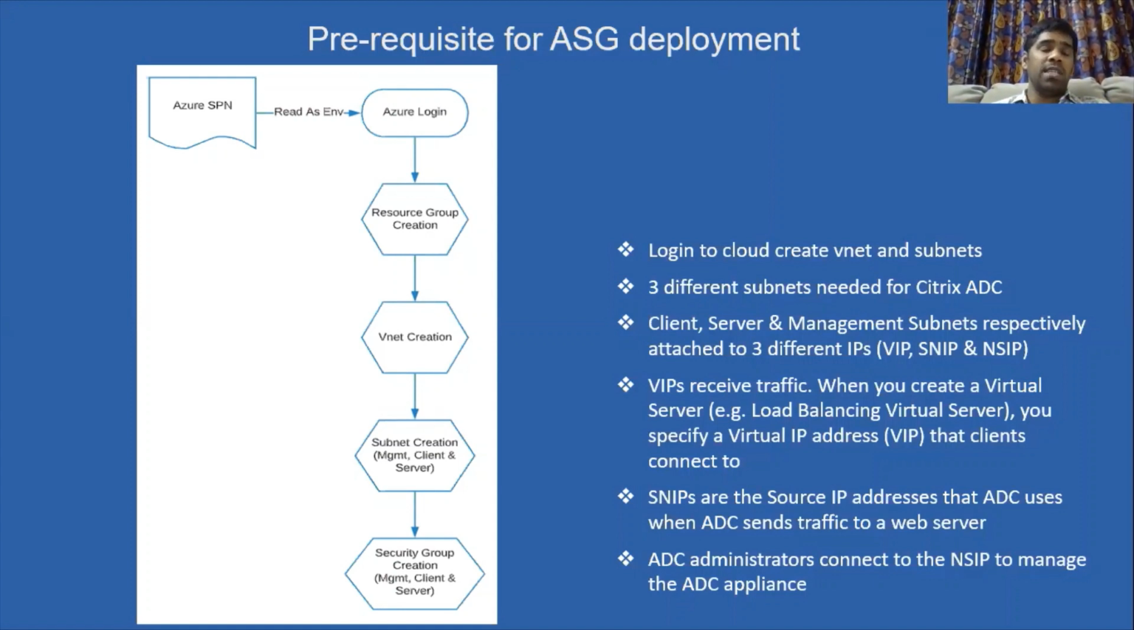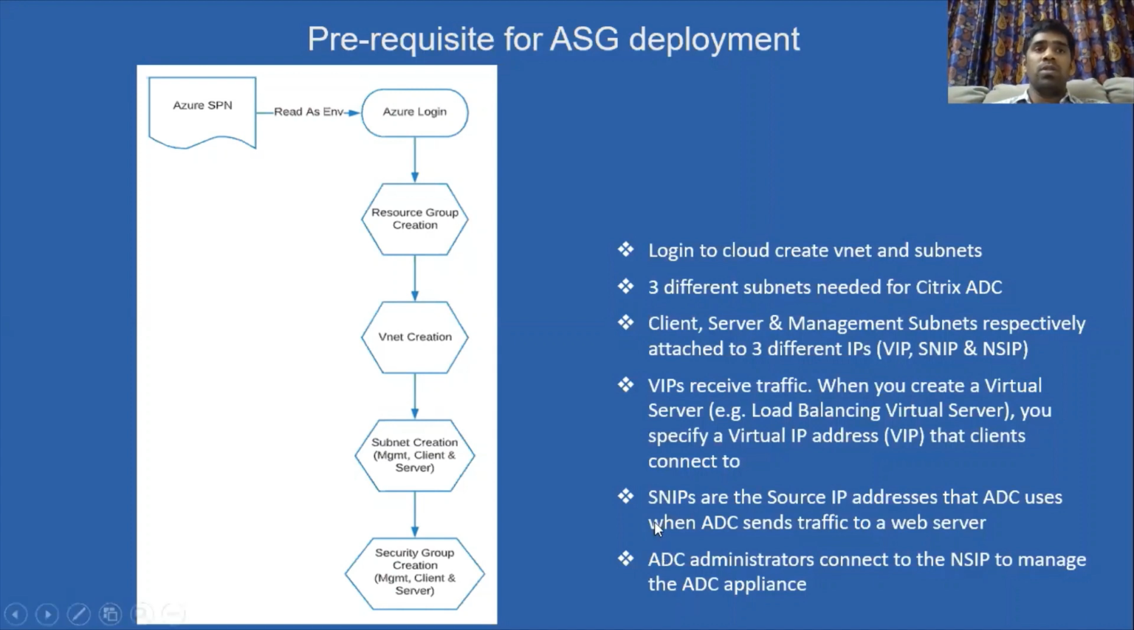And for the administrator to connect to the ADC, the administrator uses the NSIP, and this will be created in the management subnet. This is how these 3 subnets are used. And that's the reason we have to create these subnets and the VNets before we proceed with the ADC autoscale group deployment.